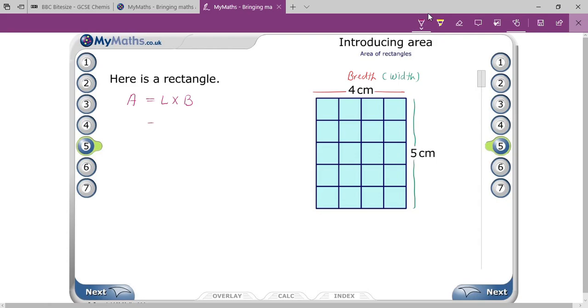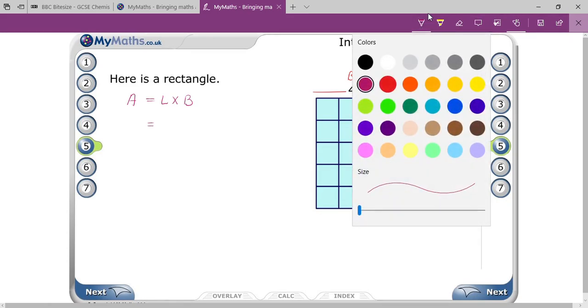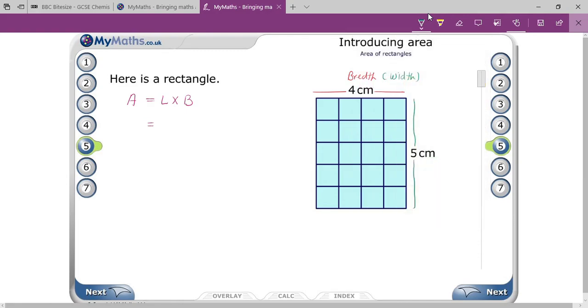Here you can see that the length is 5 centimeter, and the breadth is 4 centimeter. When you plug in your values in the formula, there is no need to write the unit there. You only have to plug in 5 times 4. That will be in parentheses, and at the last you can write centimeter square.